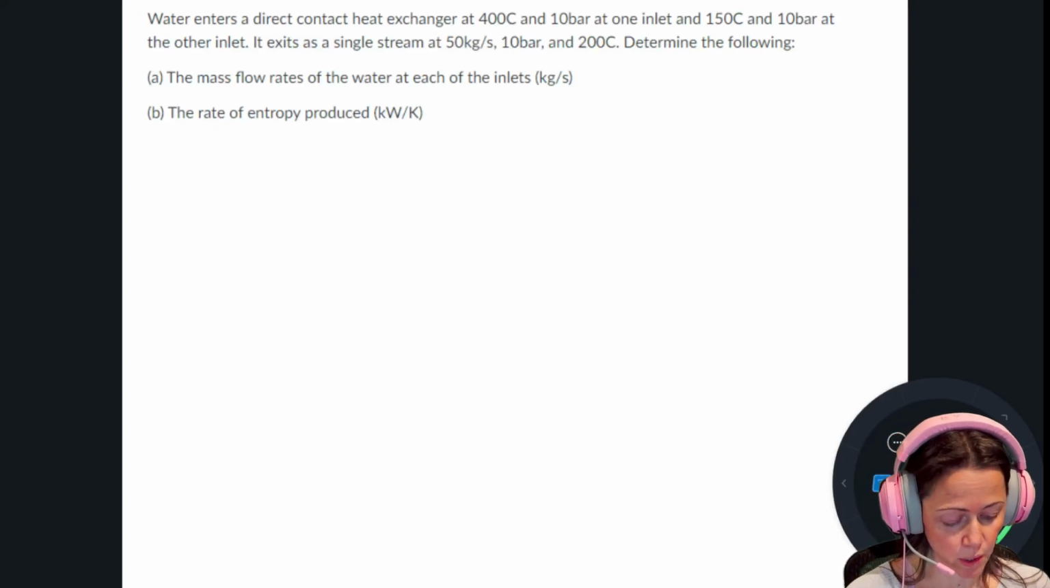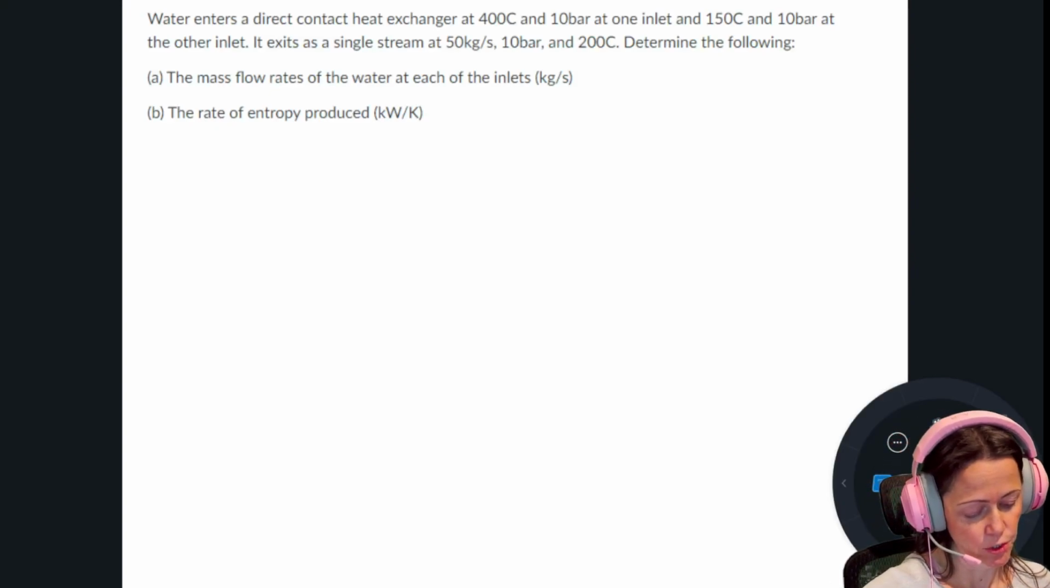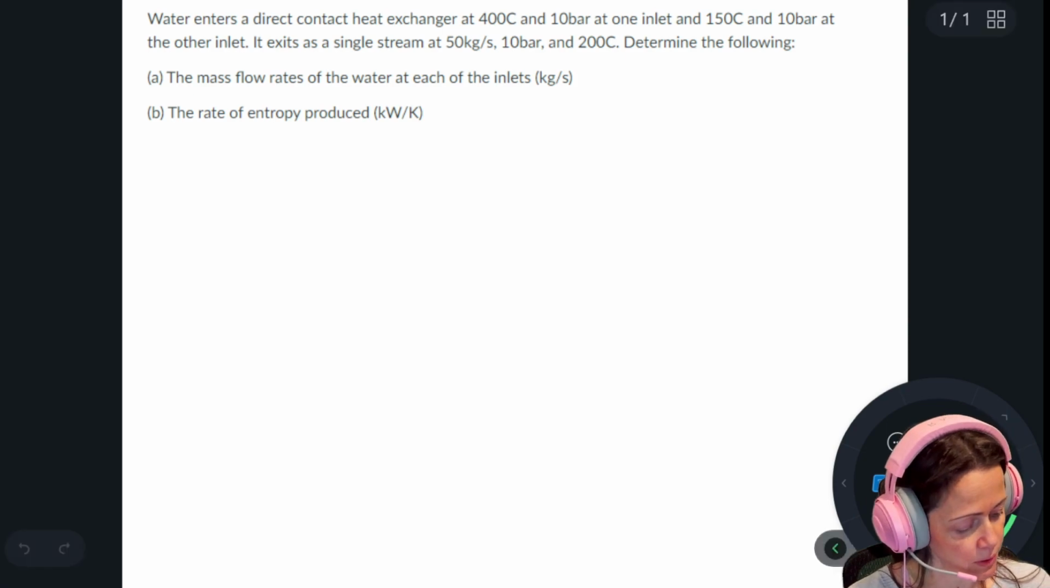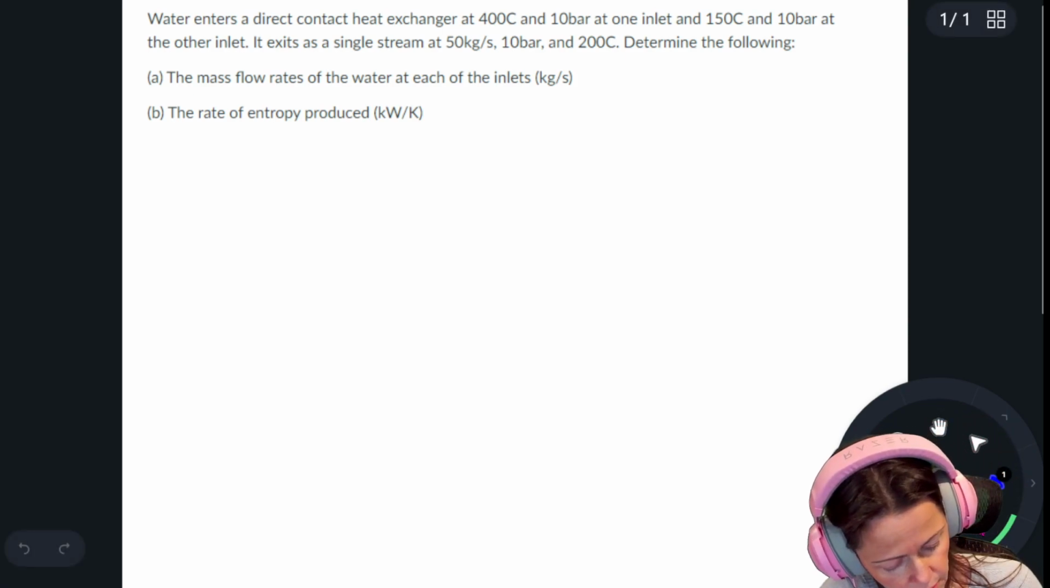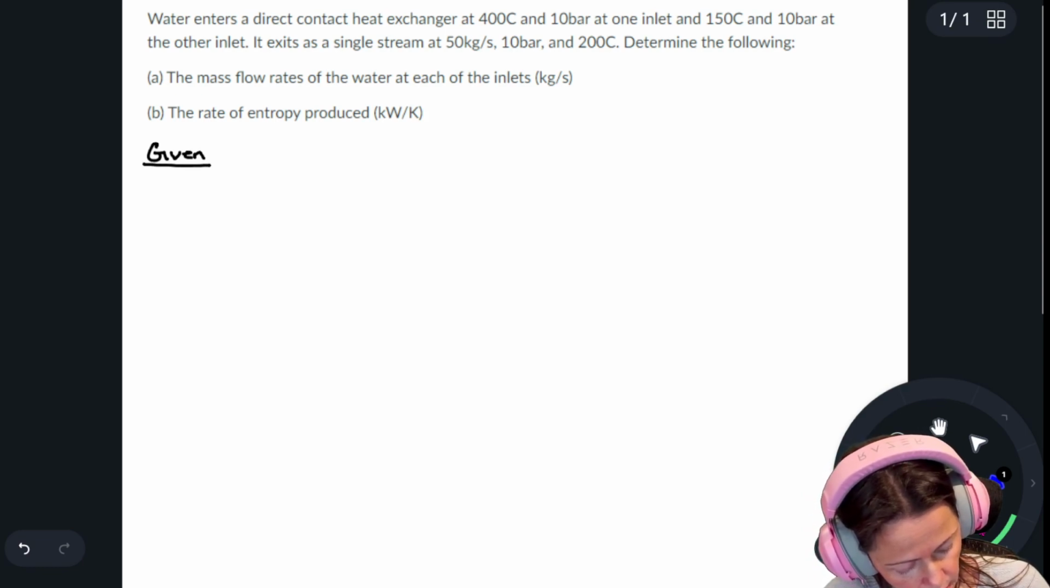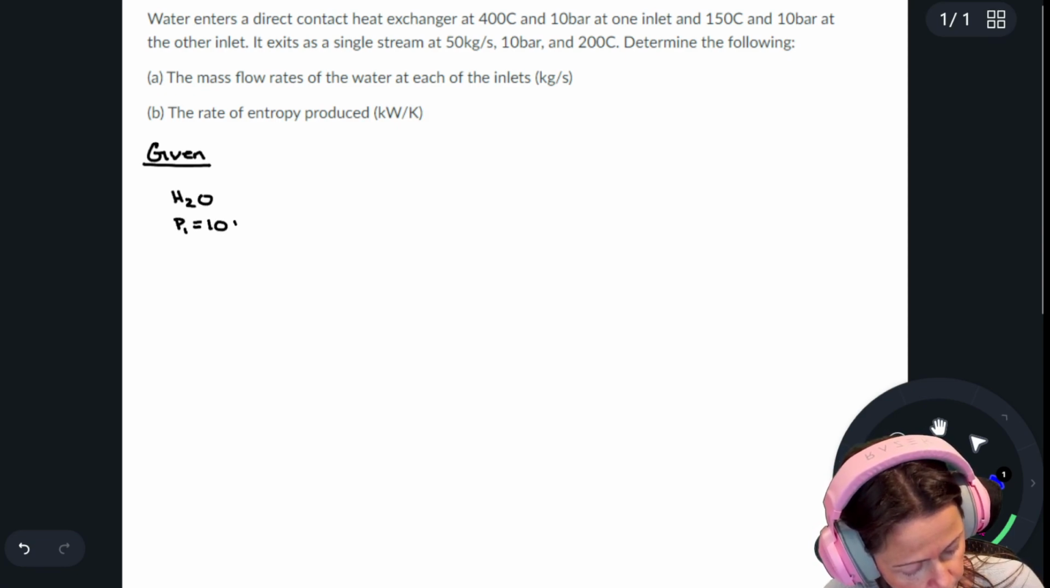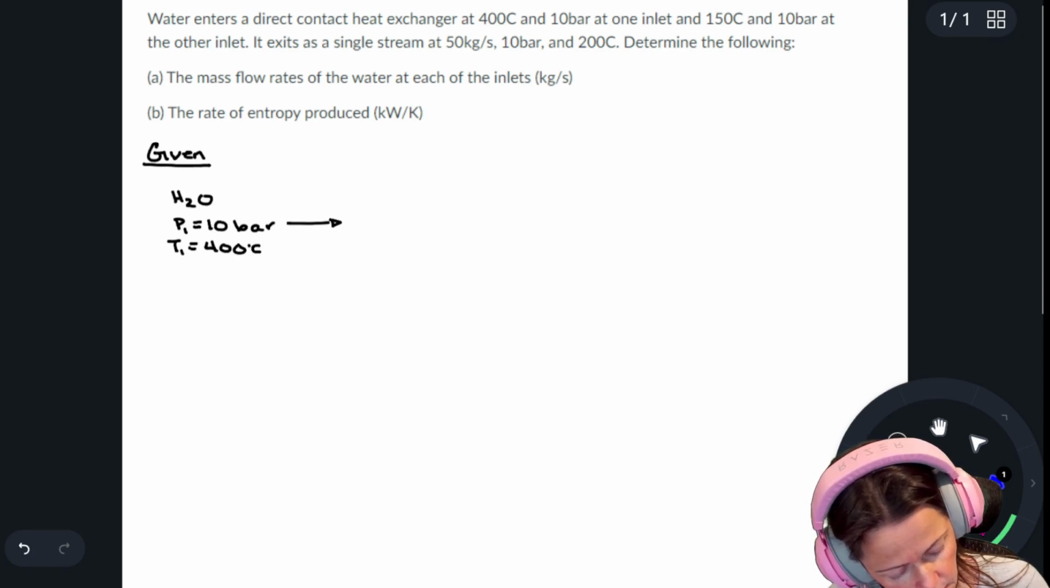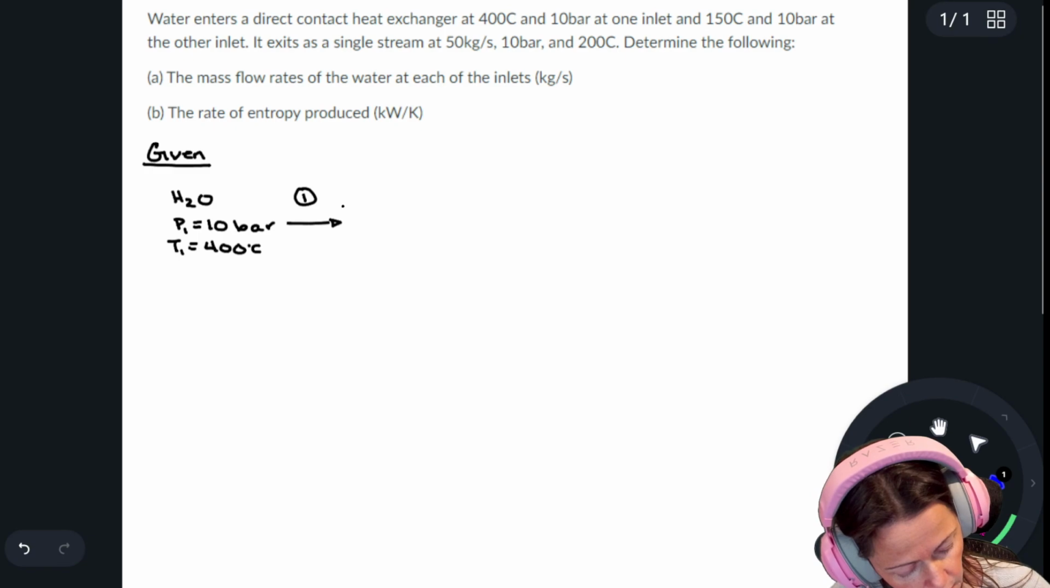All right, so we have water enters a direct contact heat exchanger at 400 degrees, 10 bar. So let's go ahead and actually write this stuff out. All right, so we have water coming in to one inlet and pressure is 10 bar. The temperature is 400 degrees coming in at what we're going to call inlet 1.